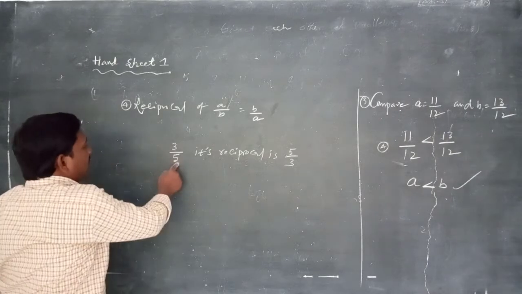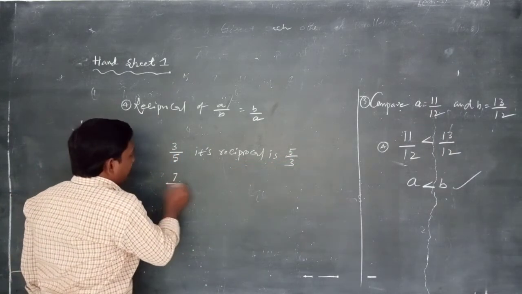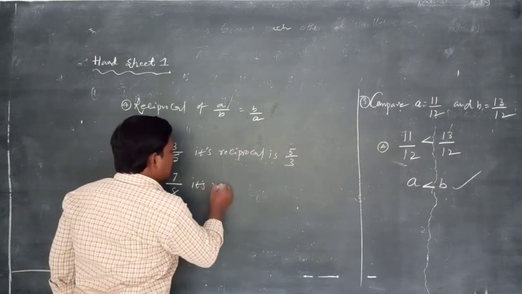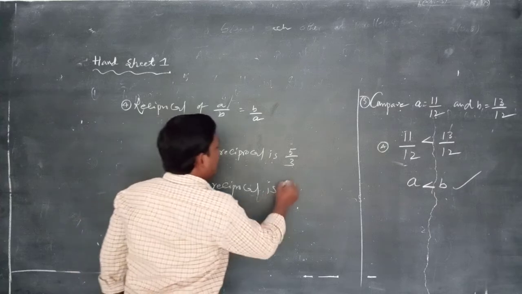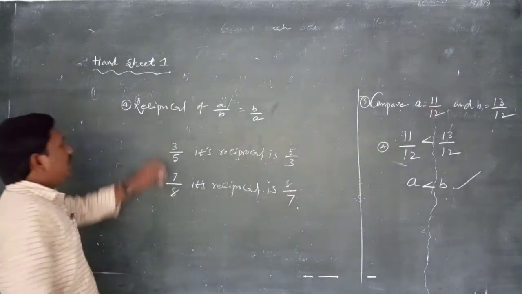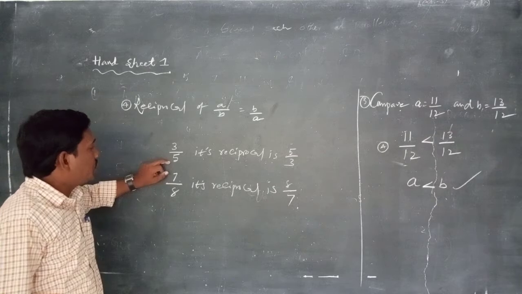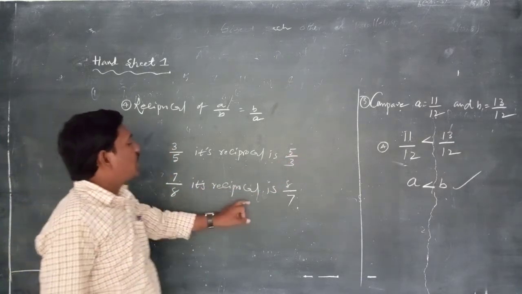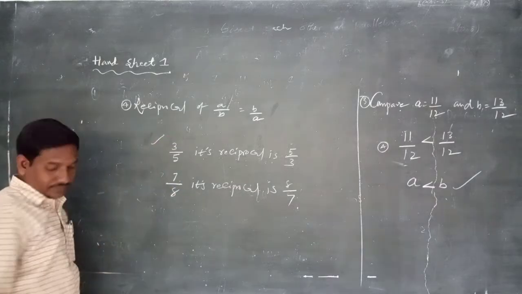So 3 by 5, its reciprocal is 5 by 3, and 7 by 8, its reciprocal is 8 by 7. Here 3 is the numerator, but there it becomes the denominator. Here 5 is the denominator, there it becomes the numerator. 7 by 8, its reciprocal is 8 by 7. This is the explanation.